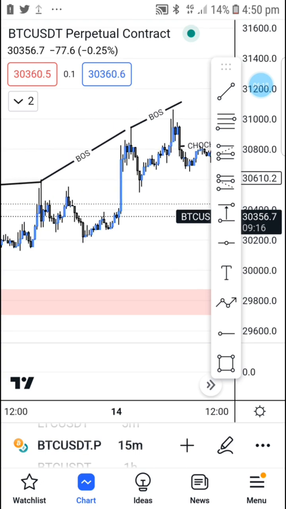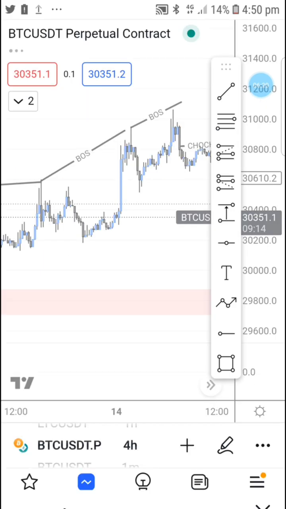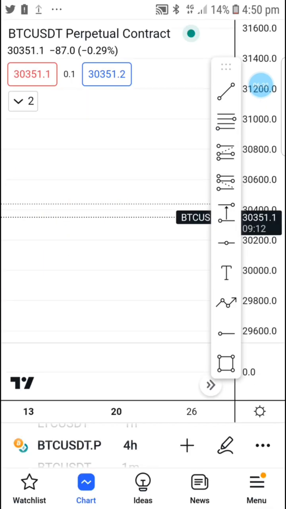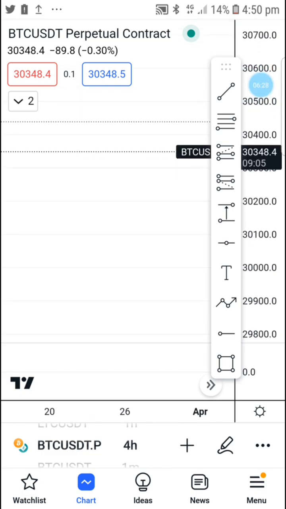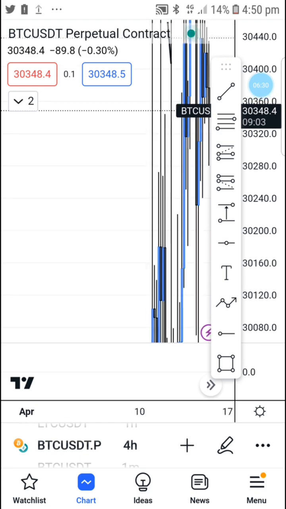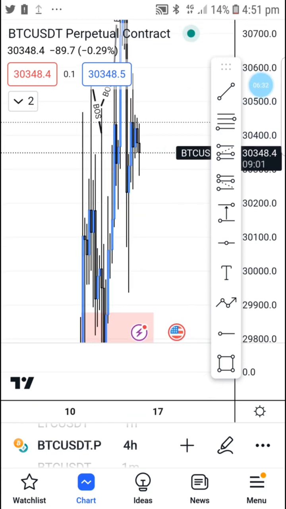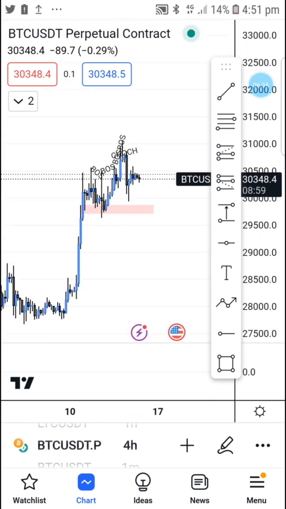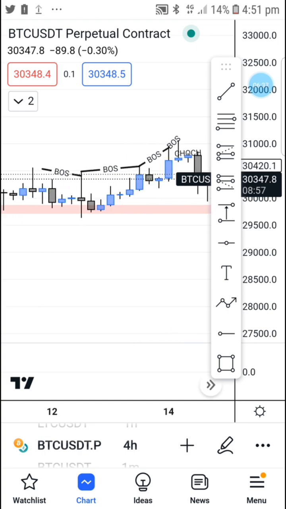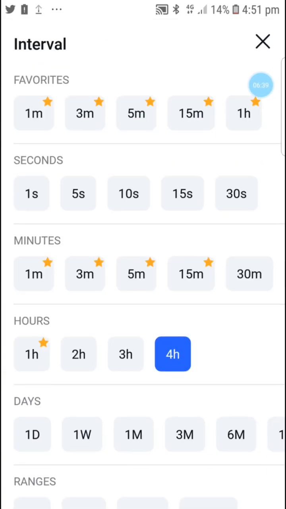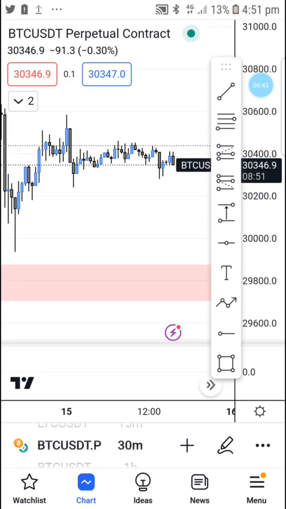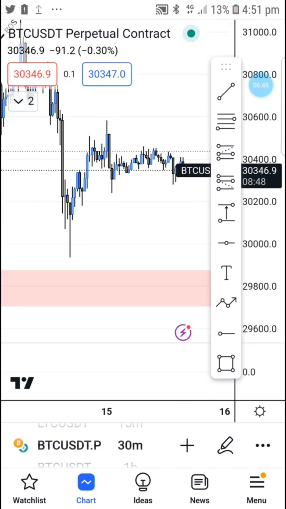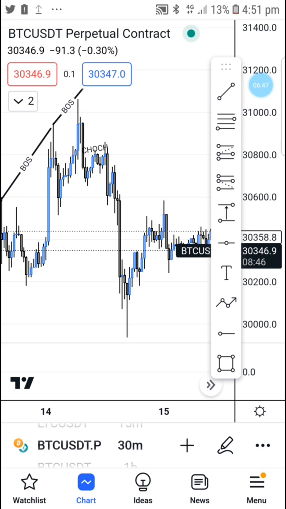Let me even go back. Let me go to the 4 hours time frame. It will still give me a picture of what I have done on the 1 hour time frame earlier. See, break of structure and everything. Let me even go to the 30 minutes time frame. Still the same thing. Since I've analyzed on the higher time frame, I'm now going to the lower time frame for entry. So that is just it.